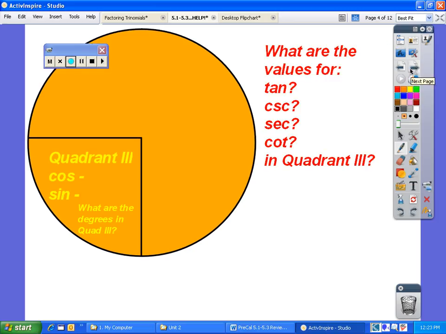Quadrant 3, tangent is the only thing that's positive, the only thing. So that means when you're numbering it, the numbers in this quadrant are 210, 225, and 240, which means the reference angles are 30, 45, and 60. Meaning you're going to number again 3, 2, 1 for cosine, 1, 2, 3 for sine, but make sure everything for cosine and sine is negative.